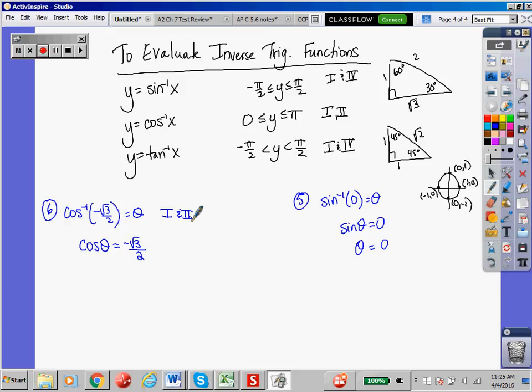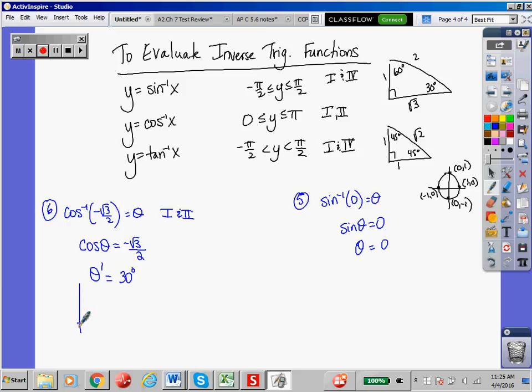So here's the deal. Inverse cosine is 0 to pi. That's first to second quadrant. So what I'm going to do is get a reference angle this time instead of my answer right away. This is in a 30-60 right triangle. It's going to be a reference angle of 30 degrees. But because the cosine of this angle is negative radical 3 over 2, it can't be 30. Does that make sense? The cosine of 30 would be positive radical 3 over 2.